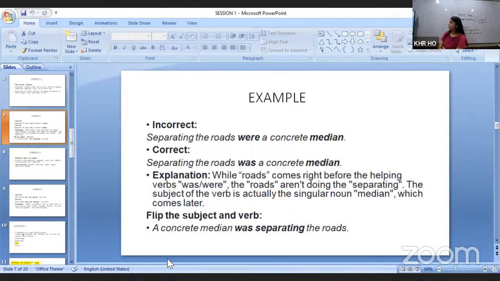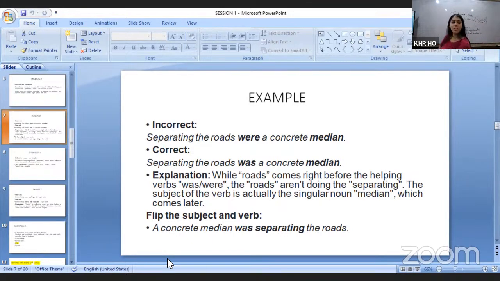Incorrect. Separating the roads were a concrete median. Why? Roads is plural, right? Raina, if roads is plural, why am I supposed to use was? Because the verb is referring to median, and median is singular. So was has to be singular too. If you flipped it, it would be: the median was separating the roads. Exactly. Are we clear? That is what is known as flipping the inverted sentence.